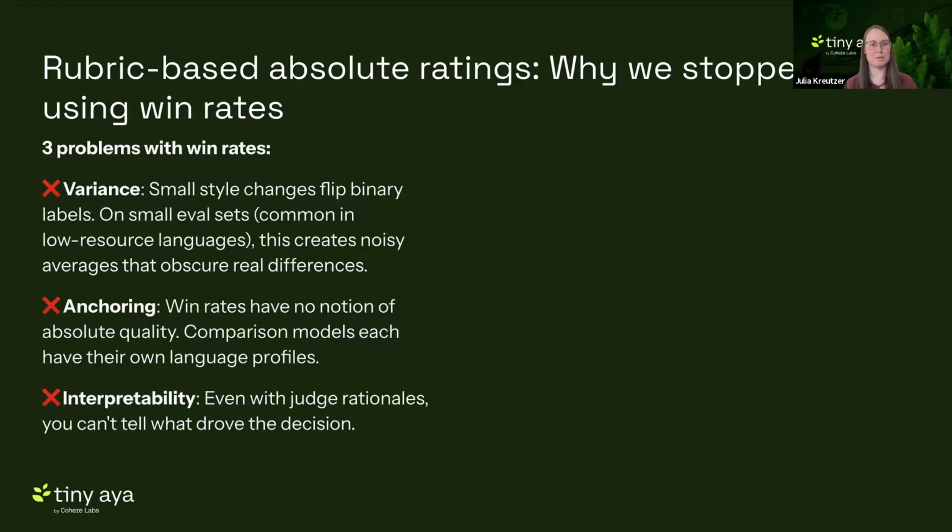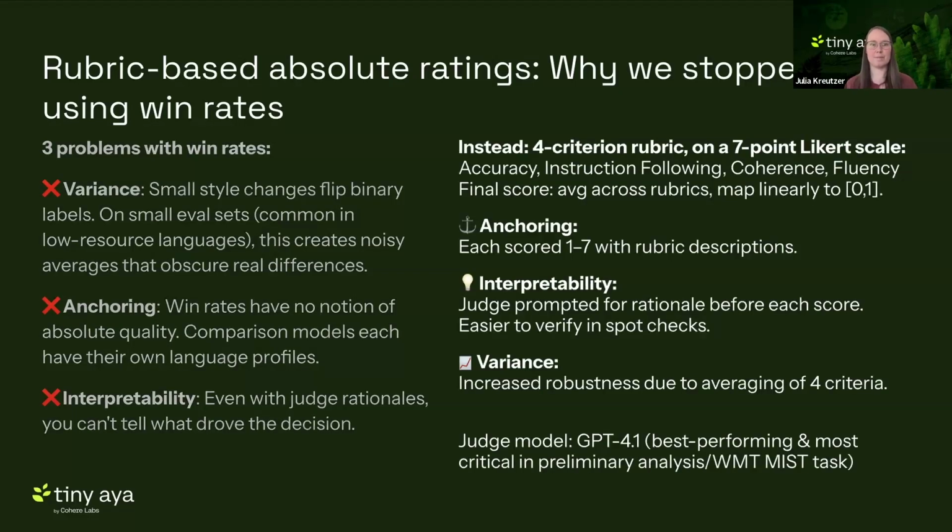What we did instead is we looked at rubrics. So we defined rubrics for 4 criteria that we thought were all equally important, especially for this multilingual generative focus that we had. These are accuracy, instruction following, coherence, and fluency. And then we have a 7-point Likert scale for each of those. For the final score, we average across those 4. So they have equal weight, and we mapped them linearly to between 0 and 1.